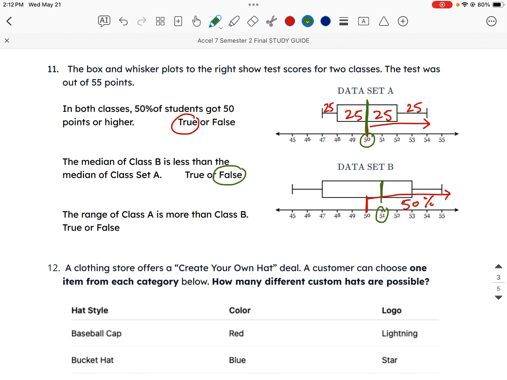The range of Class A is more than Class B. I can see from here the range goes from 47 to 54. And then here it goes from 45 to 55. That one's clearly bigger. I can see from the picture. So that one is going to be false as well.